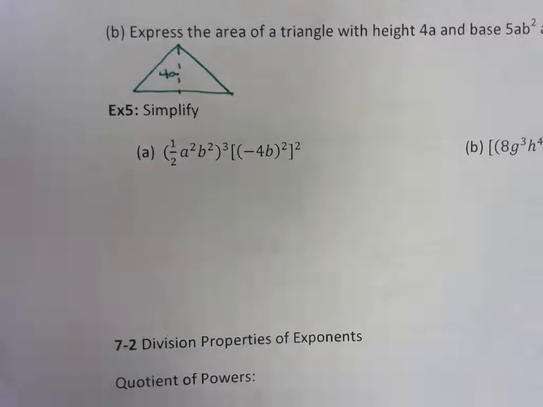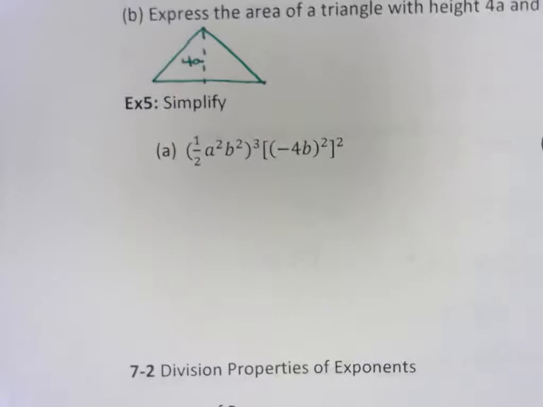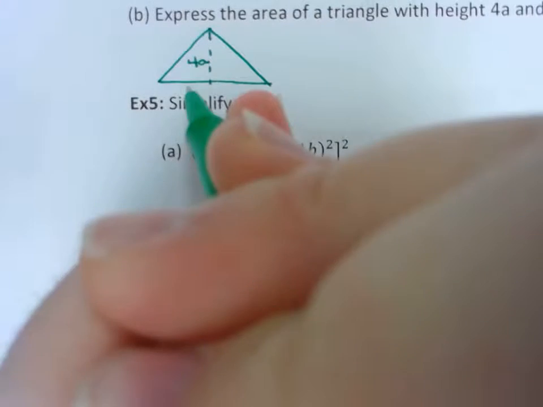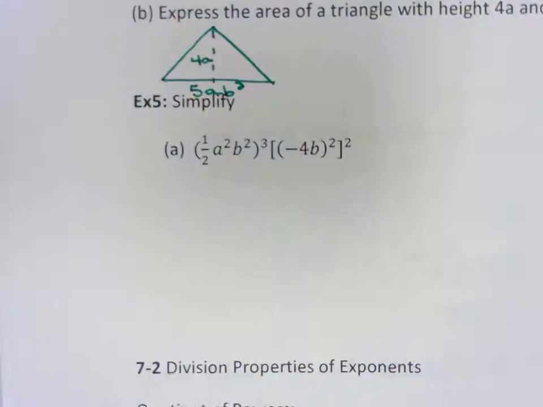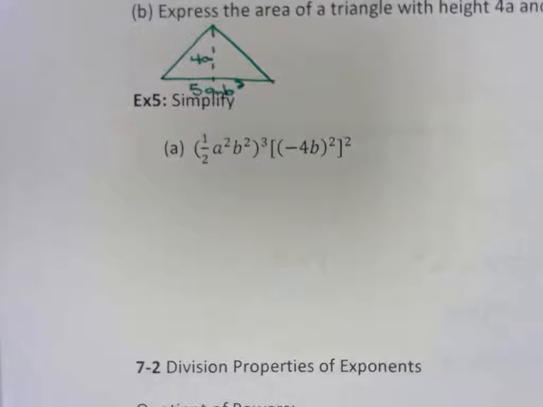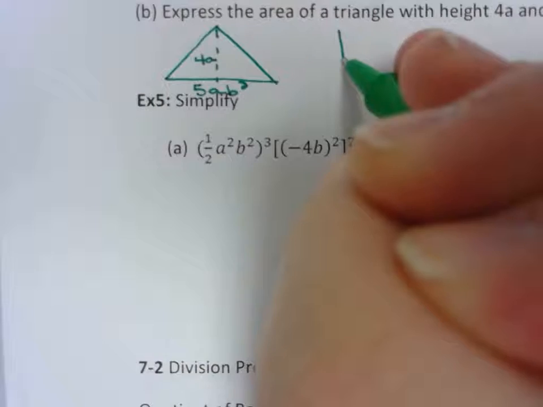This has a height of 4a, and if I have a base of 5ab squared, where's the base at? The bottom. 5ab squared. So I'm just drawing you pictures because on the homework they might give you pictures. That way you kind of know what triangle. So this is the same thing, it's just representing 2 different things.